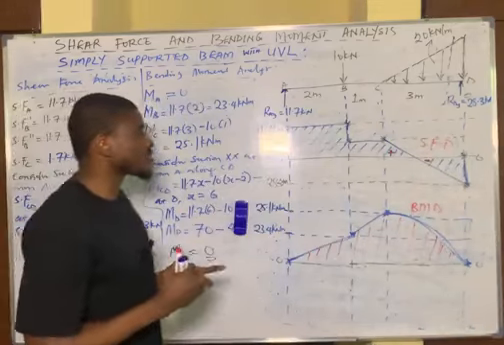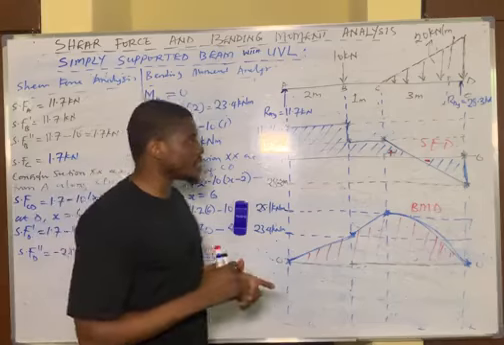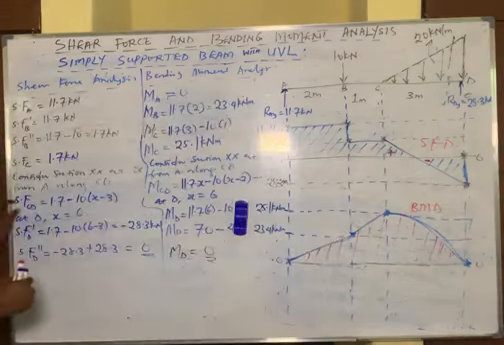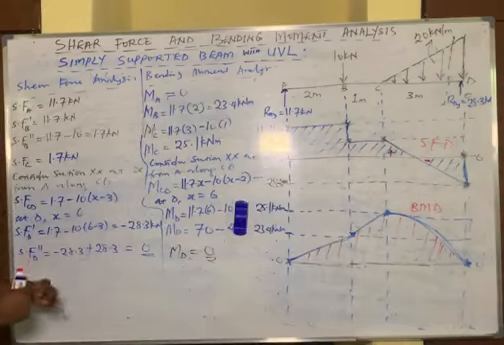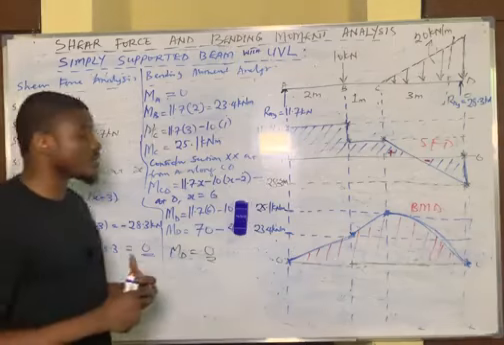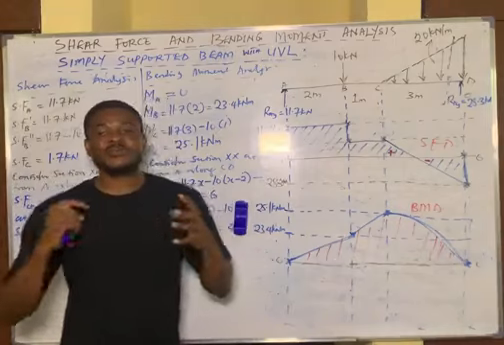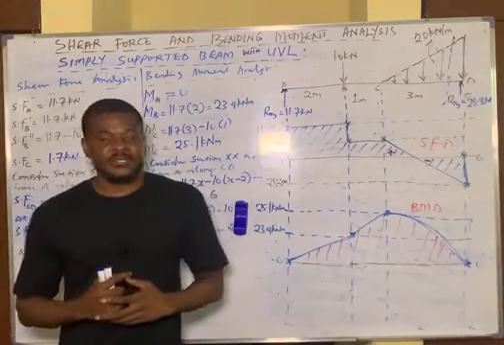So just in case you're asked to find the point of maximum bending moment, you can evaluate that with this diagram, or you can simply come here, equate this to 0, find the value of x. The value of x given to you becomes the point of maximum bending moment. But that is not for this question. I will do a separate video altogether for that particular question.